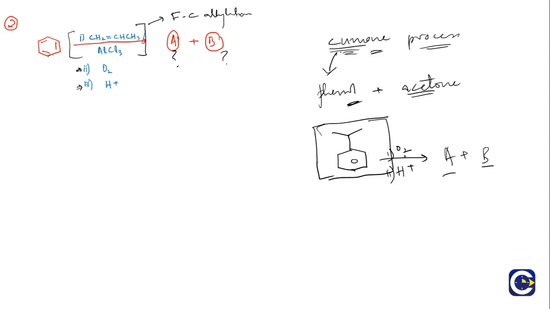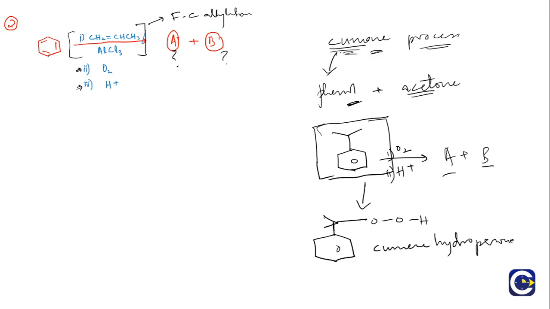This cumene on reaction with oxygen, if you remember, gives an intermediate product which looks somewhat like this. This is the propyl group, and we have this, which is called cumene hydroperoxide. This intermediate product, on subsequent steps, finally gives us phenol as a product.